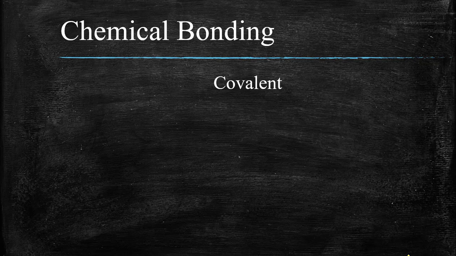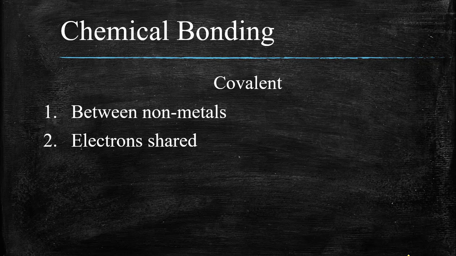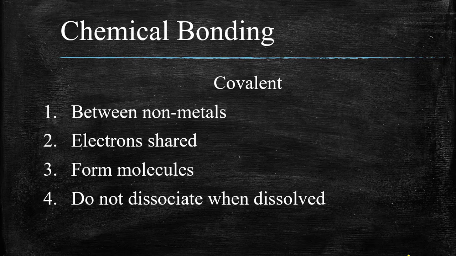Let's move on to covalent. Covalent bonds occur between nonmetals. The electrons are shared. For reasons you'll see, now you can form molecules, and sometimes covalent compounds are called molecular compounds. Covalent compounds do not dissociate when dissolved, and thus they are frequently called non-electrolytes.